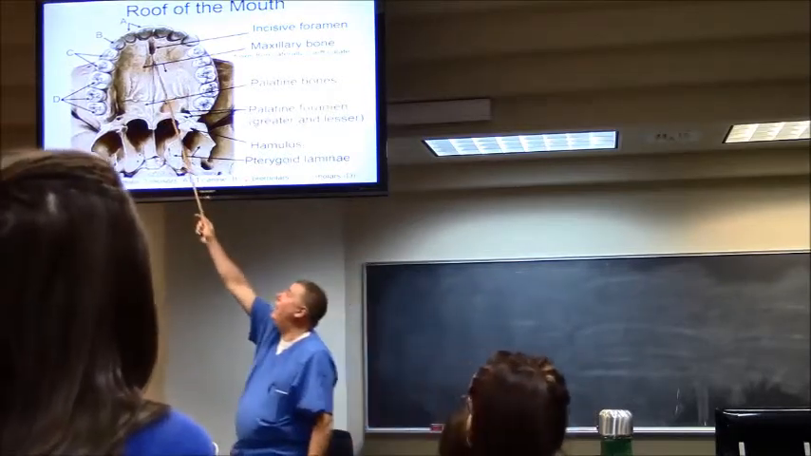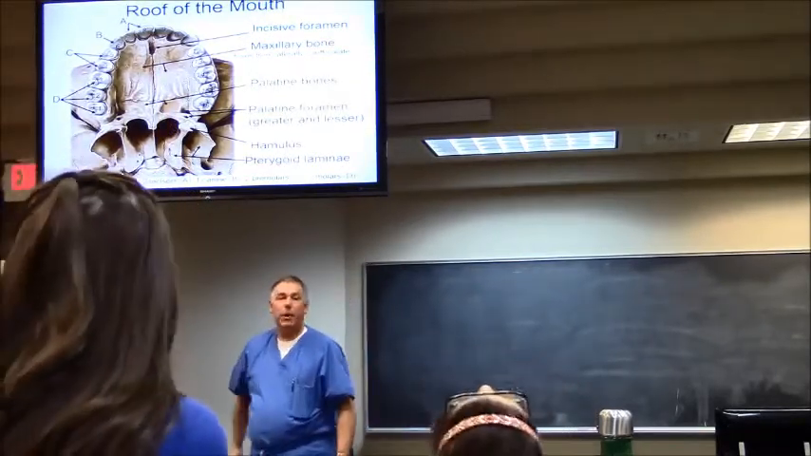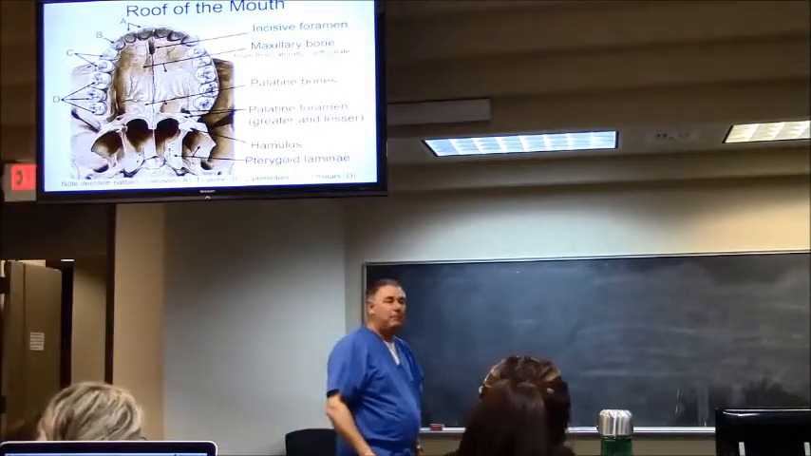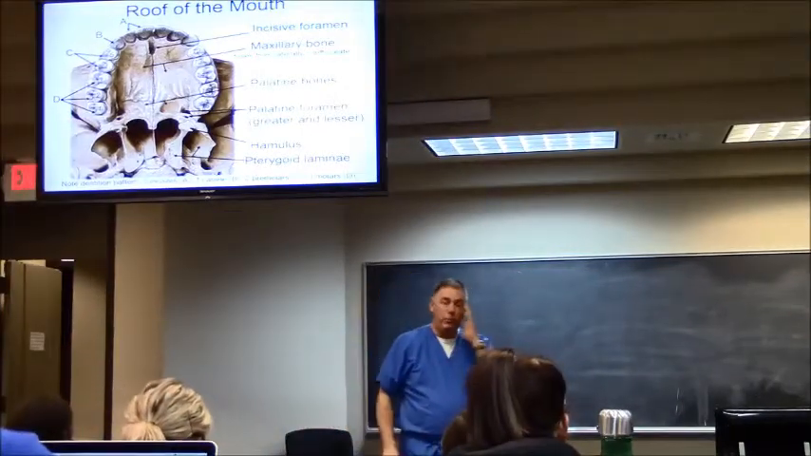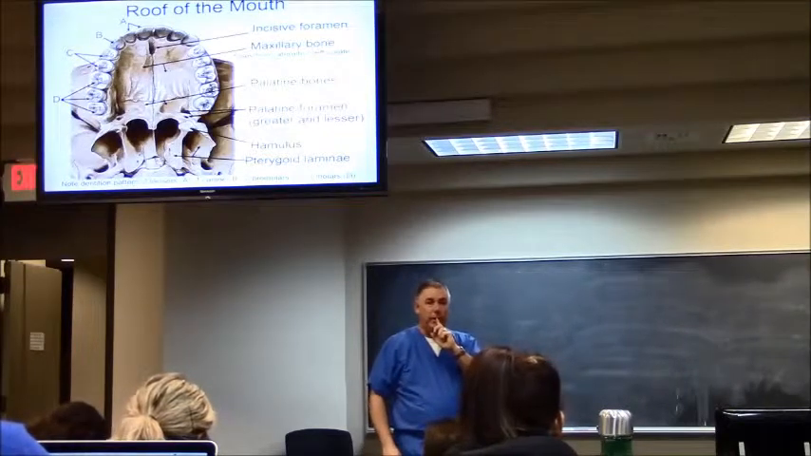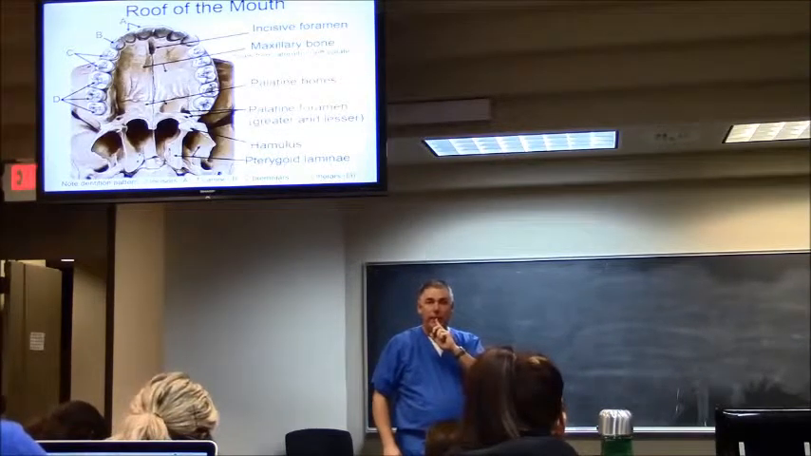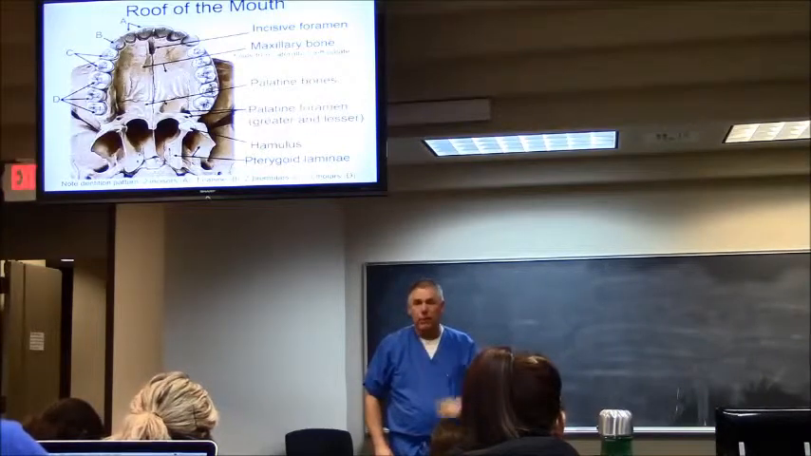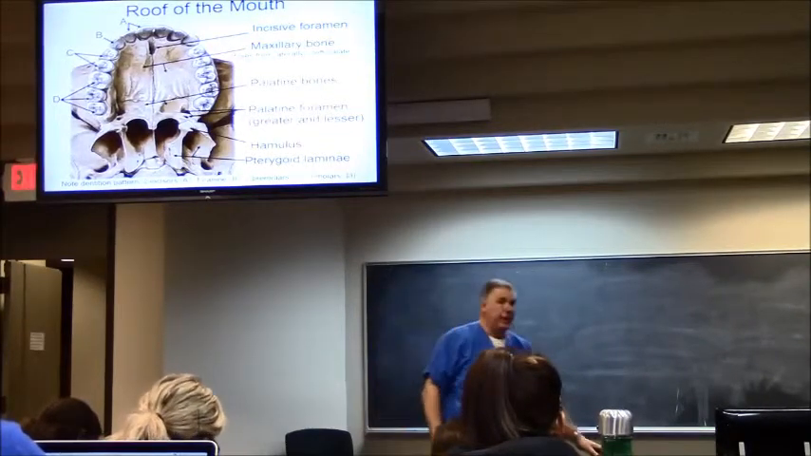That hole right there is called the incisive foramen. It transmits an artery and a nerve that supplies the gingiva of the incisors. We're going to see it later on.